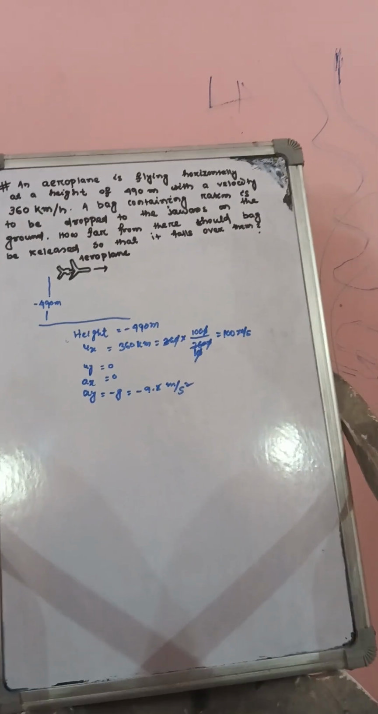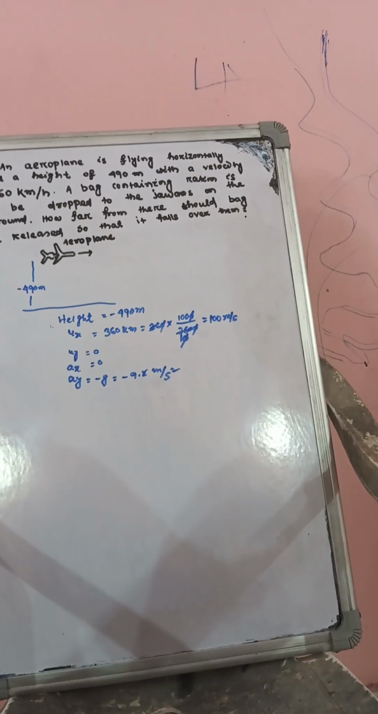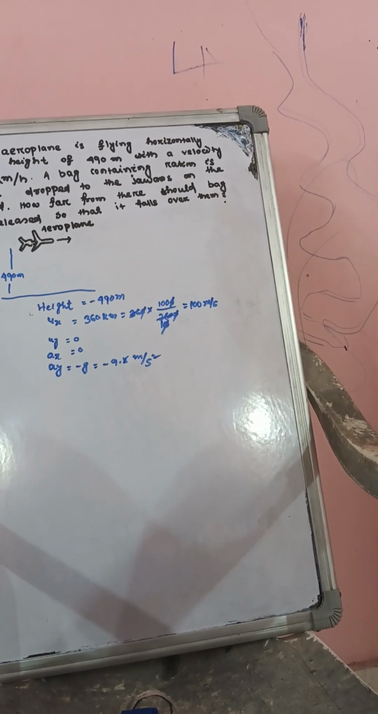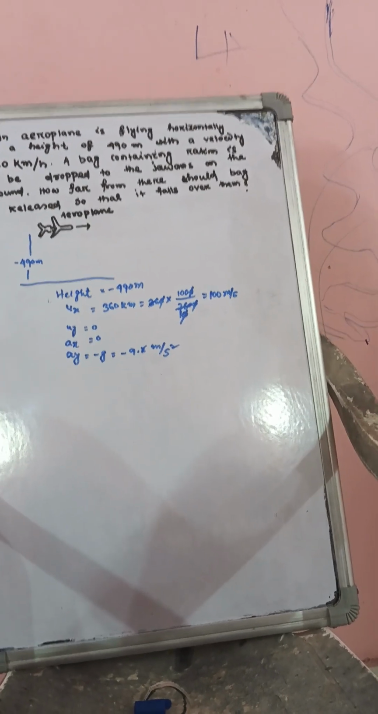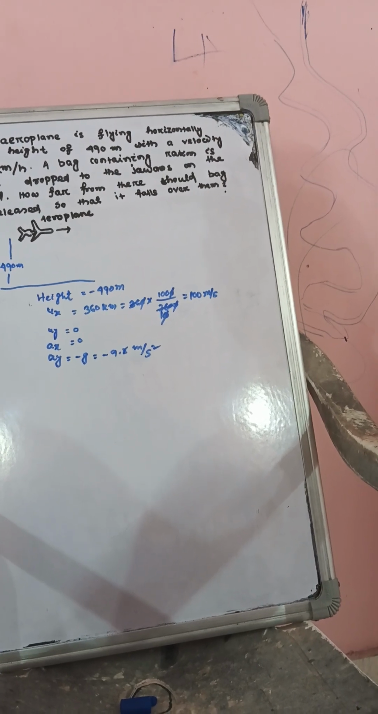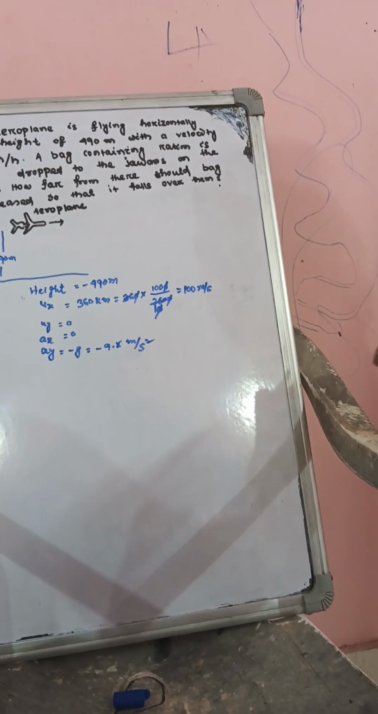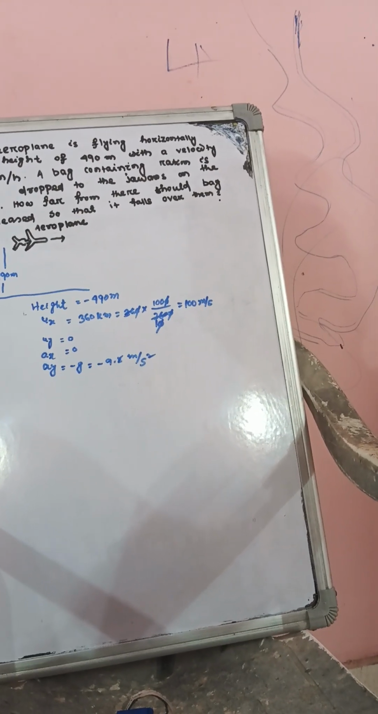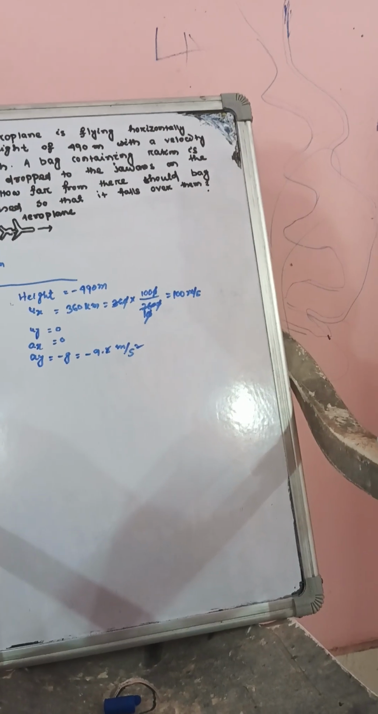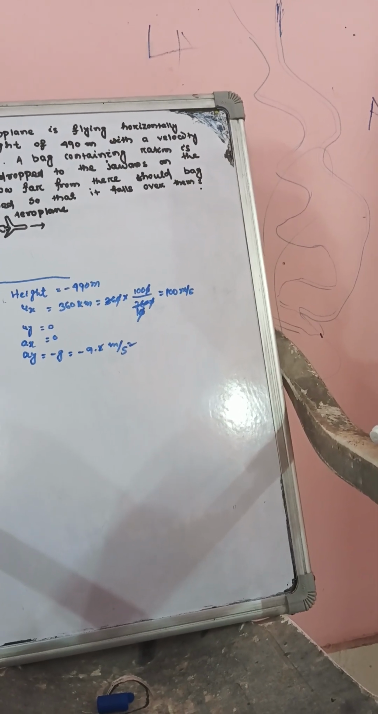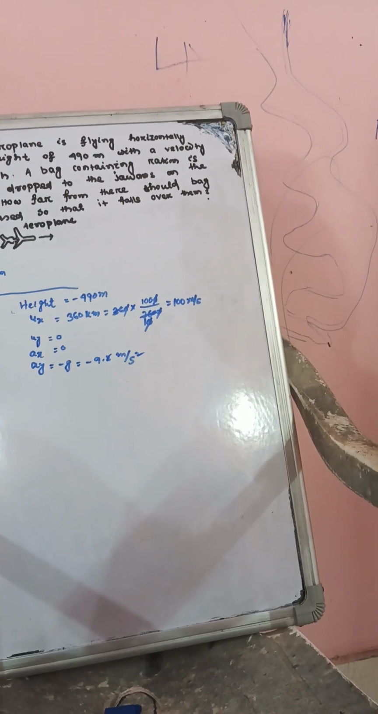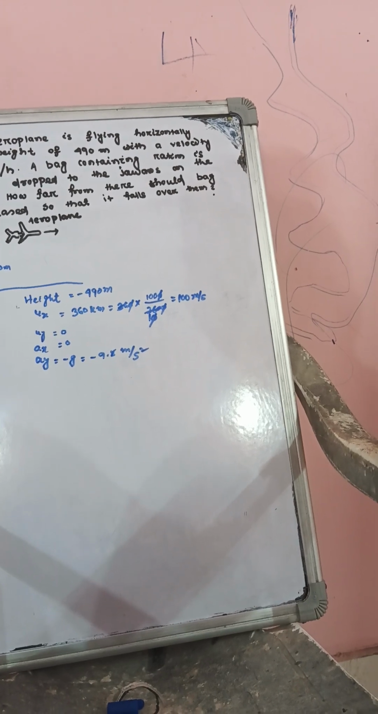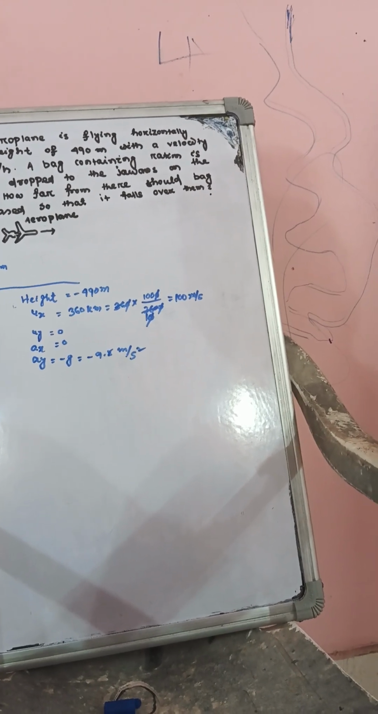This is the data given. An aeroplane is flying horizontally at a height of 490 meter, that is negative 490 meter, with a velocity 360 kilometer per hour, that is ux, the initial velocity in x direction. A bag containing ration is to be dropped to the jawans on the ground. How far from there should the bag be released so that it falls over them? First we have to calculate time of flight, and then we calculate horizontal range.